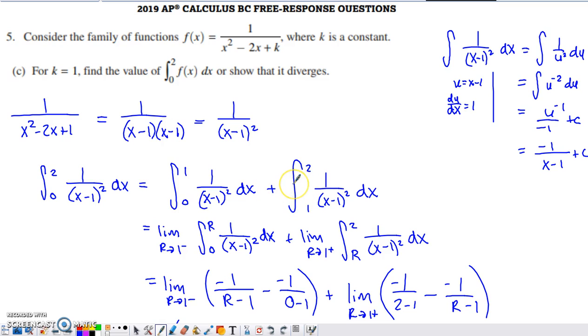Now, in order to carry out an improper integral, you basically need to trick the fundamental theorem of calculus into working. This integrand is undefined at 1. The fundamental theorem of calculus says you're able to apply it to find the value of your definite integral if your integrand is continuous at and between the limits of integration.